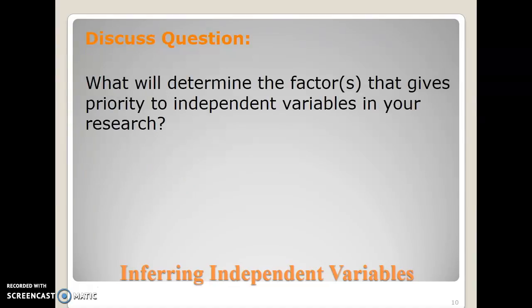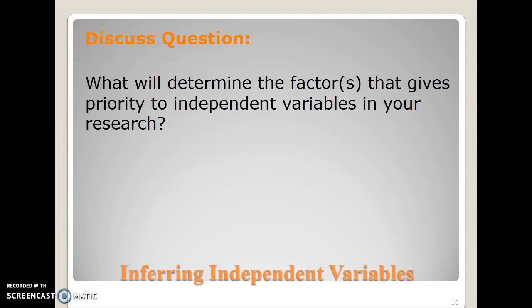So in terms of discussion, these are things that maybe you can think about in your own research. What will determine the factors that gives priority to independent variables in your own research? What are those variables that you are inferring? What is the priority of those variables? And what are those things that you feel will give you the biggest impact to achieve the target that you're trying to gain through the research that you're doing?